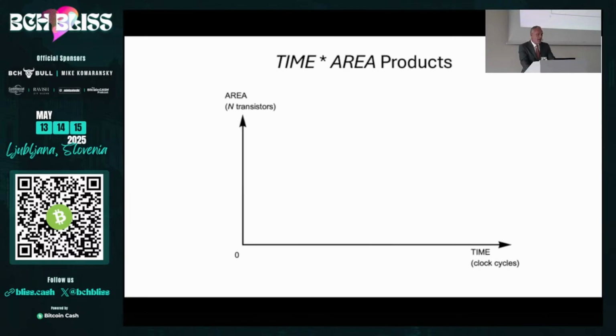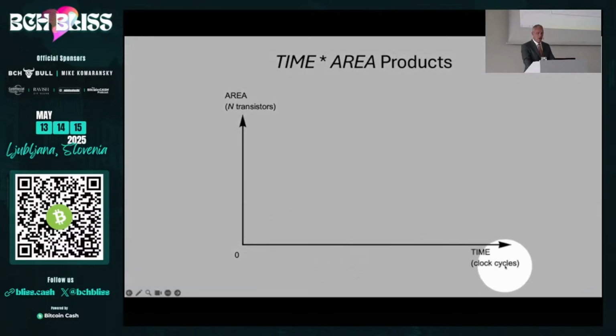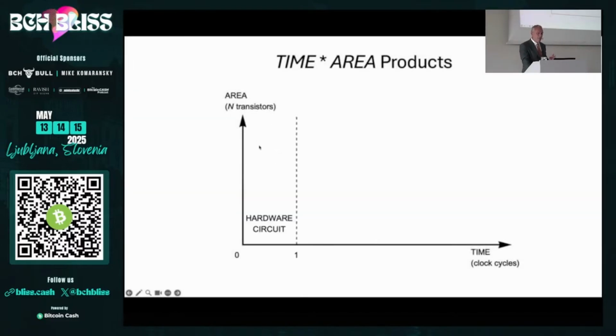So we're going to be looking at these time area product graphs to visualize the improvements we get by offloading things to hardware. I have time on the horizontal axis in clock cycles. I have area on the vertical axis in a number of transistors. So I'm going to put a line right here at 1 because it takes our hardware circuit 1 clock cycle to perform 1 round of SHA-256 compression.